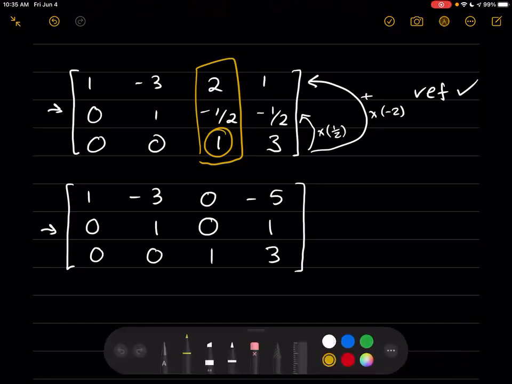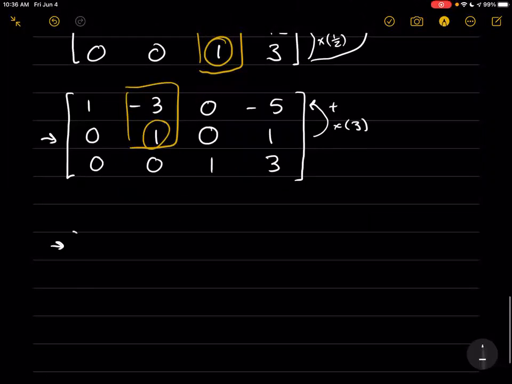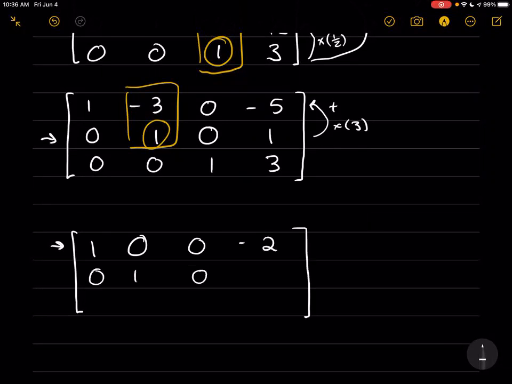Okay, and then the last thing I want to do is get rid of that -3 using this one. So to do that, I'm going to take this middle row and multiply it by +3 and add it to the first row. And when we do that, we get 1, that stays the same. And then 3 times 1 is 3, minus 3 is 0. That's good. 0 plus 0 is 0. And then we get 3 times 1 is 3, minus 5 is going to be -2. And then these 2 rows stay the same. Okay, and this is in reduced row echelon form.